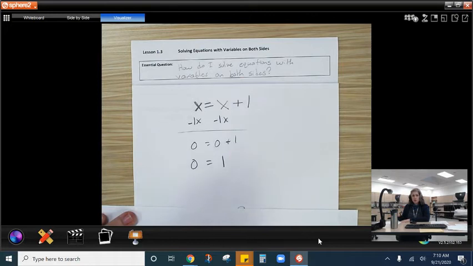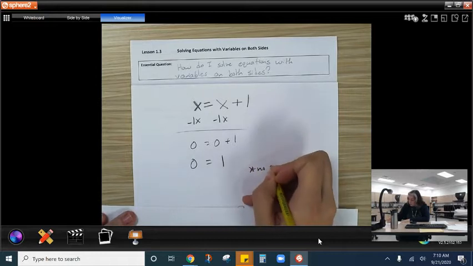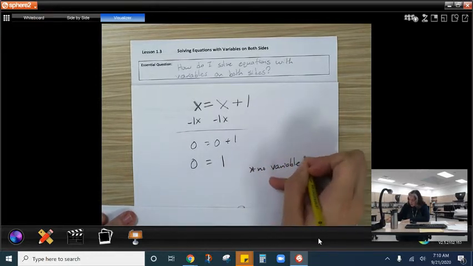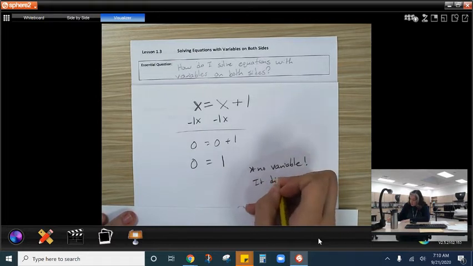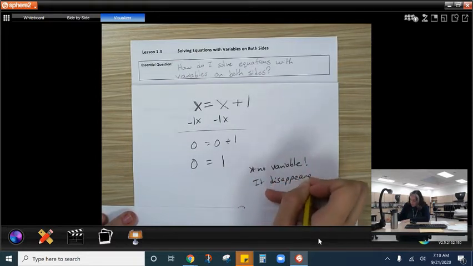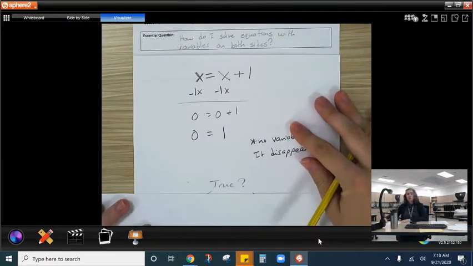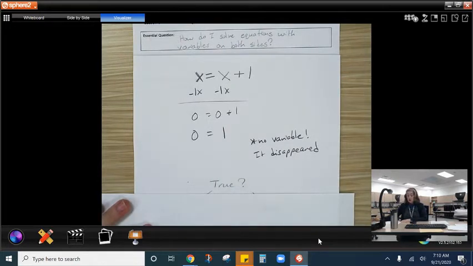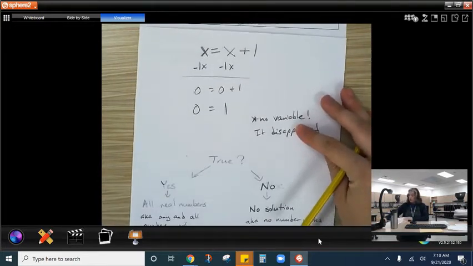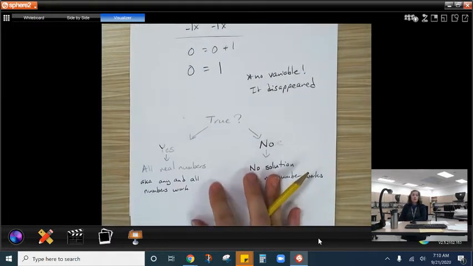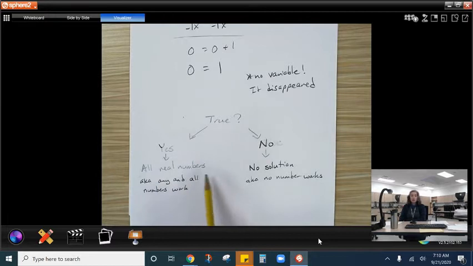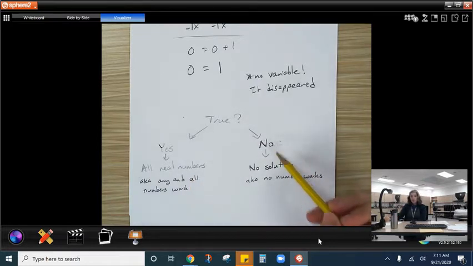Wait a second. What just happened to our variable? It just disappeared, right? We have no variable. Well, when that happens, and it does sometimes, this is when we have to ask ourselves, is it true? Does 0 equal 1? Is it true? If it is true, then what we can say is that the solution would be all real numbers. Basically, we could plug in any number and it would work. If it's not true, then there's no solution.